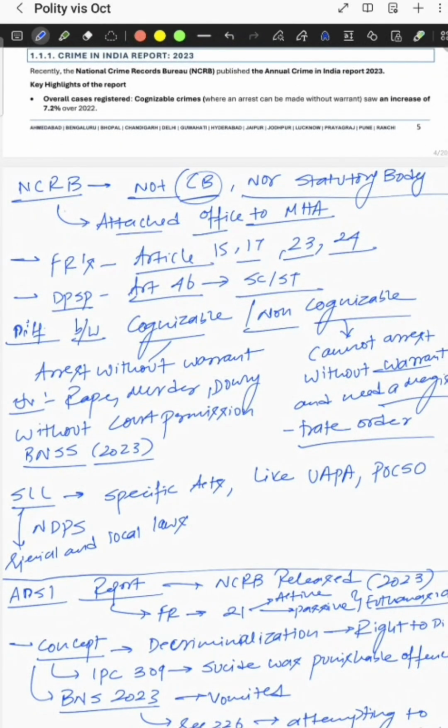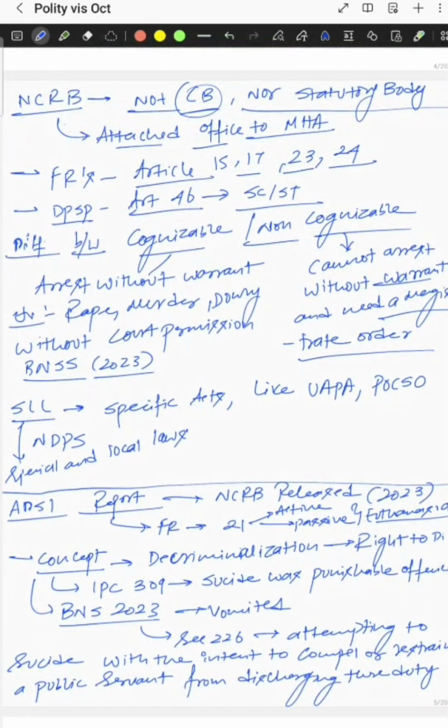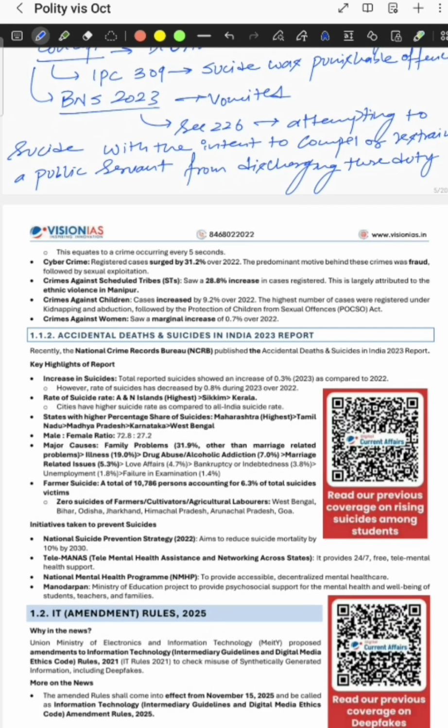And SLL is nothing but special and local laws, like specific acts such as UAPA, POCSO and NDPS. So that's it about NCRB. Next, we will see the ADSI report. The next topic is the Accidental Deaths and Suicides in India 2023 report.